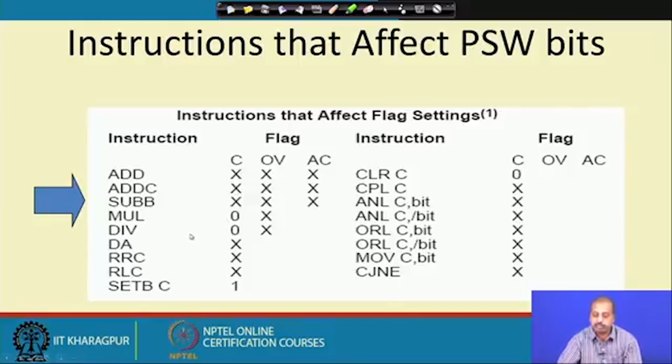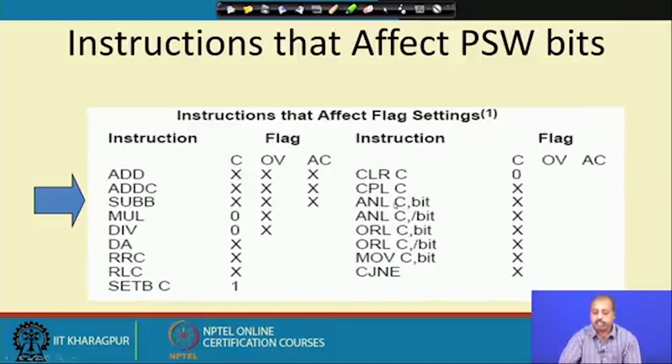Now, some of the interesting things that we have got is the multiply instruction that will set the carry to 0 and the overflow is affected, but not the other one. Similarly, division will set the carry flag to 0 and it will affect the overflow, but not the accumulator. Then SETB C, as the name suggests, the carry is set to 1. Similarly, CLR C will make the carry bit 0. CPL C, whatever be the current value of the carry bit, that will be complemented.